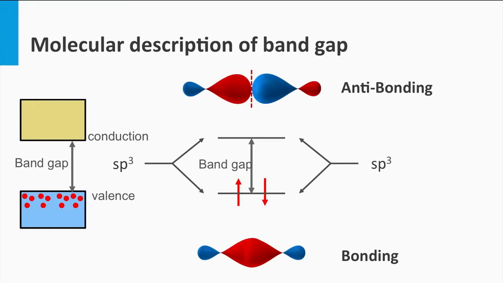Let's consider the example of silicon again. For silicon, the far majority of electrons will fill up the lowest bonding state. These lower bonding states reflect the valence band as introduced earlier. The anti-bonding states correspond to the conduction band and is hardly occupied by any electrons. The gap between the bonding and anti-bonding states corresponds to the band gap.